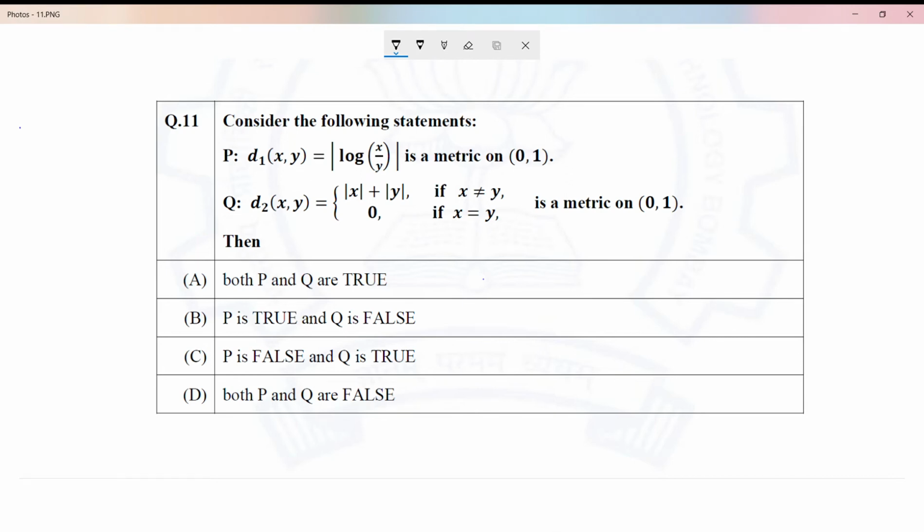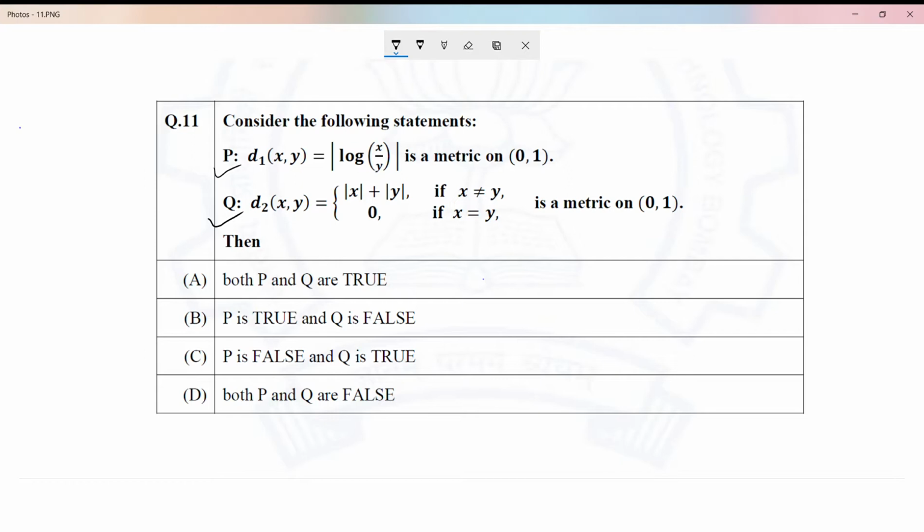Hello everyone, today we are going to discuss a question of GATE 21, and this question is of metric space. We have to only check whether d1 and d2, as given, are metrics on the open interval (0, 1) or not. So for this we have to know only the definition of a metric.